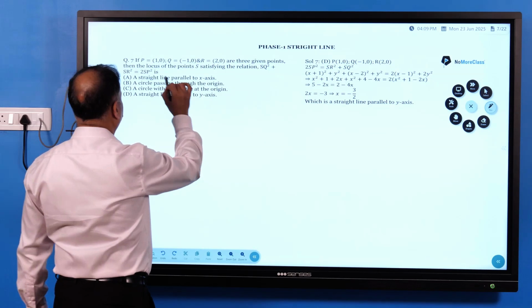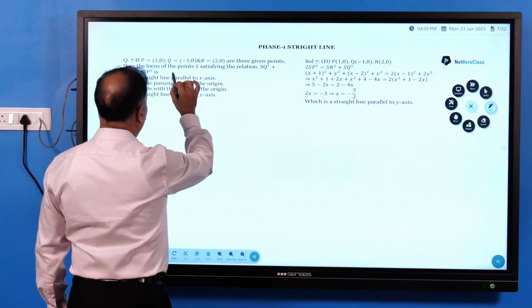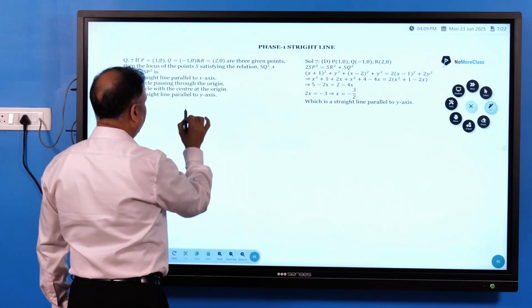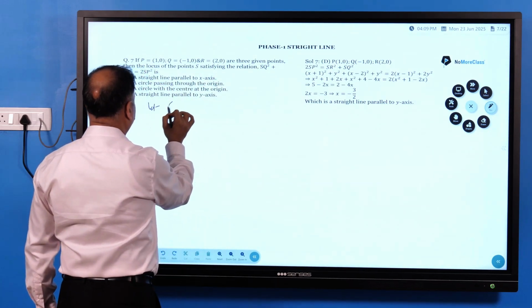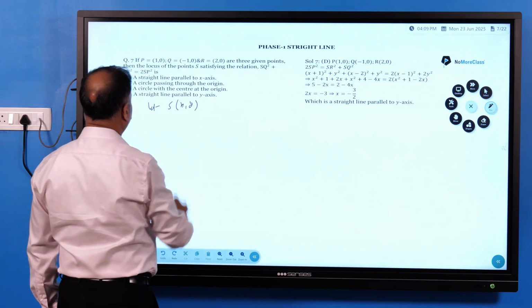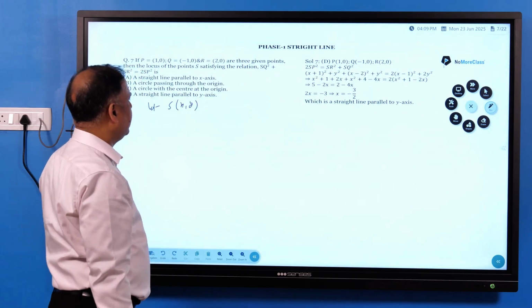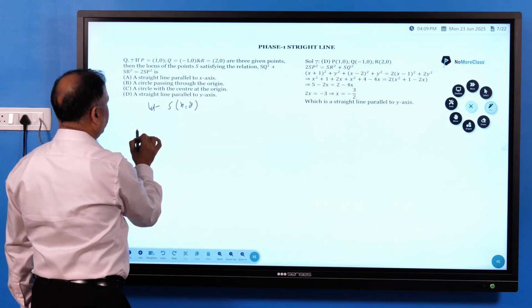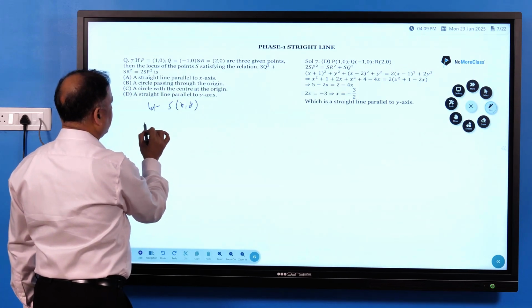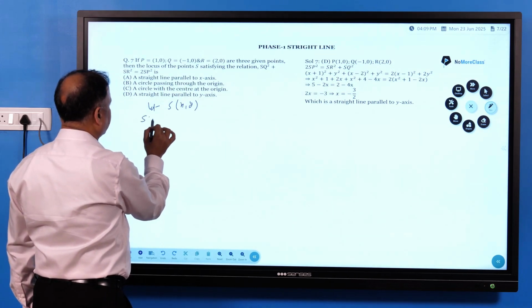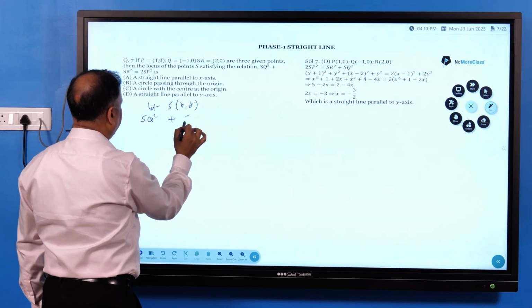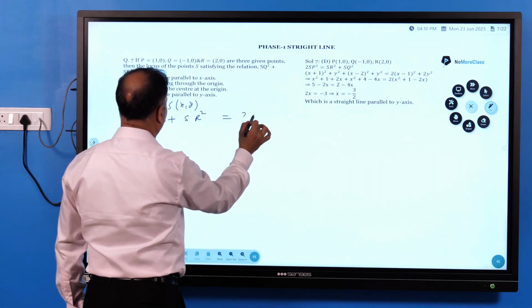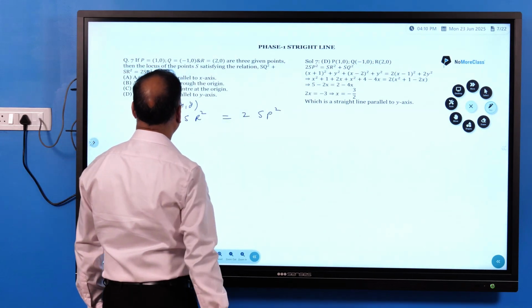So SQ square, S is the locus of the point. So I have to find the locus of the point. So let S be (x, y). Let the locus of the point S, SQ square, Q is this. This is the Q. So SQ square will be how much? SQ square plus SR square is equal to 2SP square.